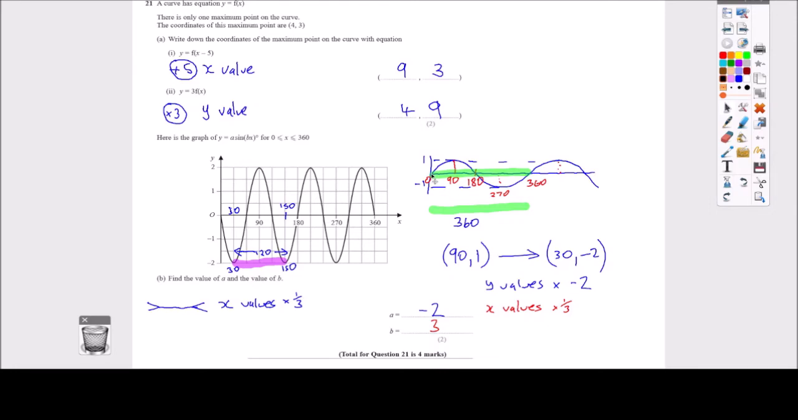Well, normally our first y coordinate at the peak, at 90 degrees, would be plus 1, but at our first peak, the y coordinate is minus 2. So how do we translate 1 to minus 2? We multiply it by minus 2. So for example, the coordinate (90, 1) has moved to the coordinate (30, -2). So we've multiplied the x values by a third, hence why b is 3, and we've multiplied the y coordinate by minus 2, hence why a is minus 2.